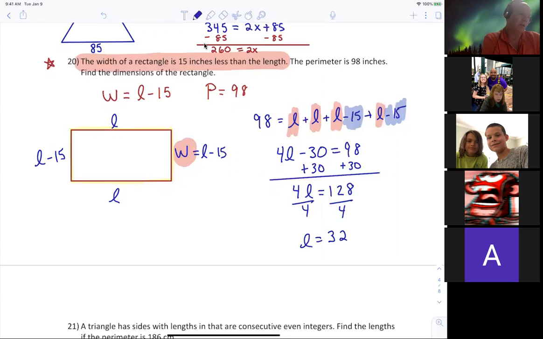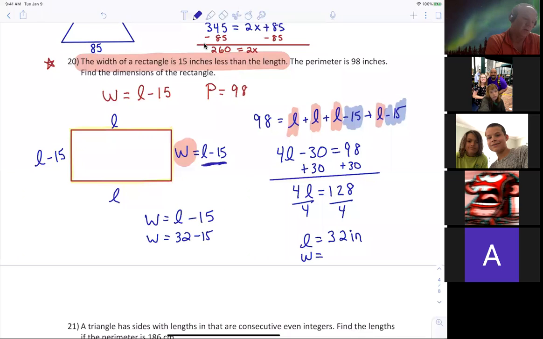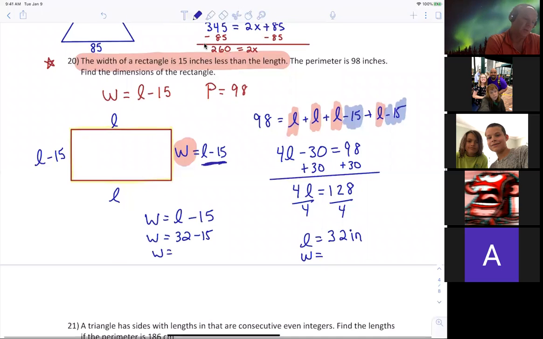All right. Now it says find the dimensions. So it's 32 inches. Now I have to figure out what the width is. Well, the width is what? 15 inches less than 32. So the width is the length minus 15. So the width is 32 minus 15. So the width is how many inches, guys? 17 inches. Thank you for whoever said that. I just don't think that's that bad.